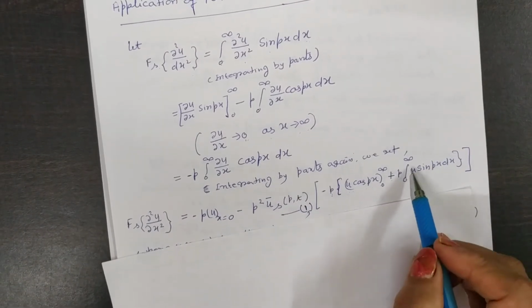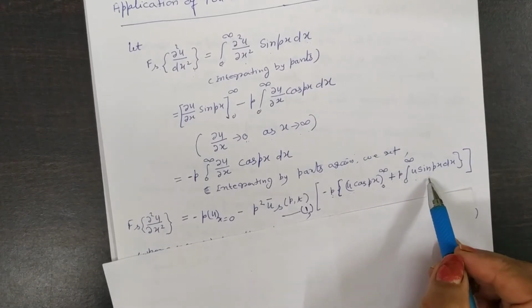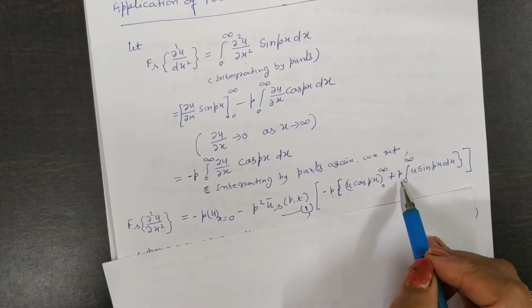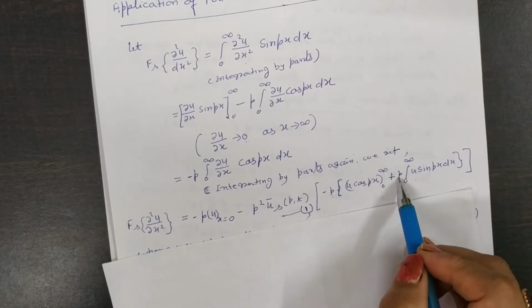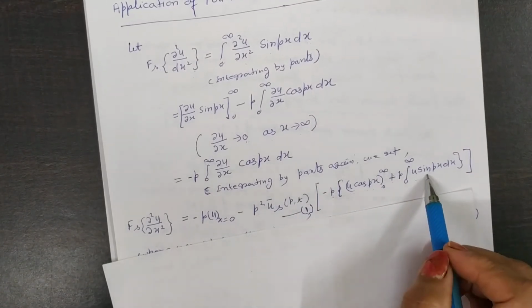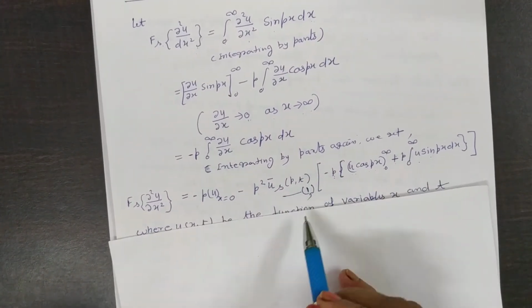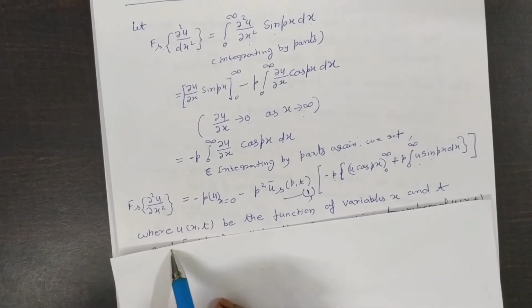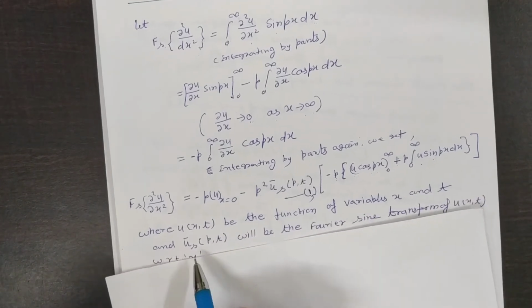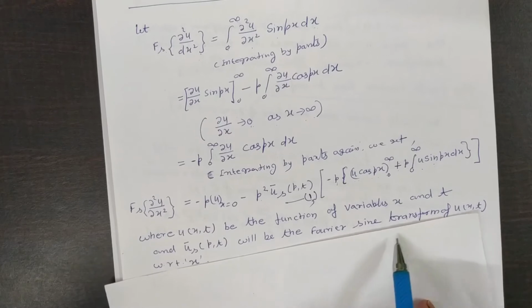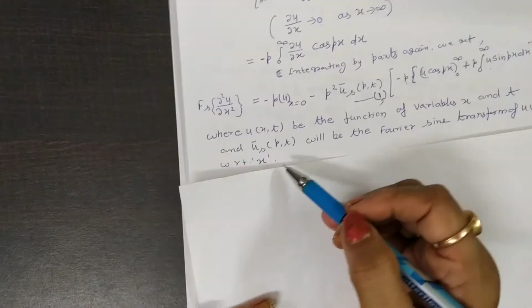Now this term is actually the Fourier sine transform. So you substitute here, this is p, and minus p times p gives minus p², and this is the sine transform. Clear? This is the first equation, where u(x,t) is a function of the variables x and t, and ū_s(p,t) is the Fourier sine transform of u(x,t) with respect to x.